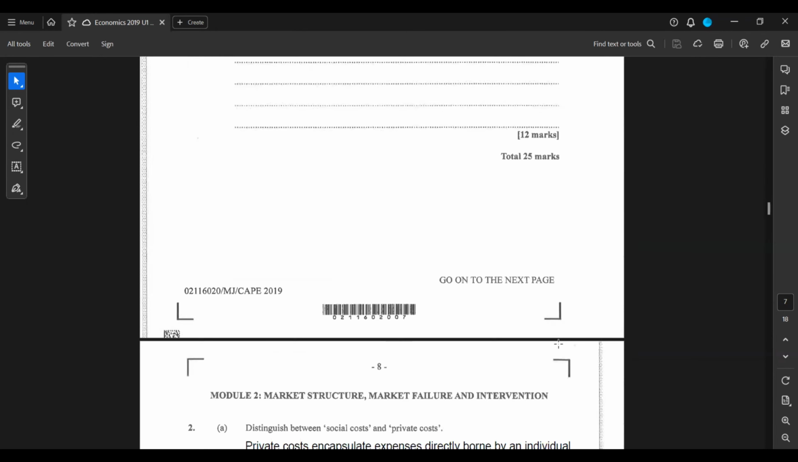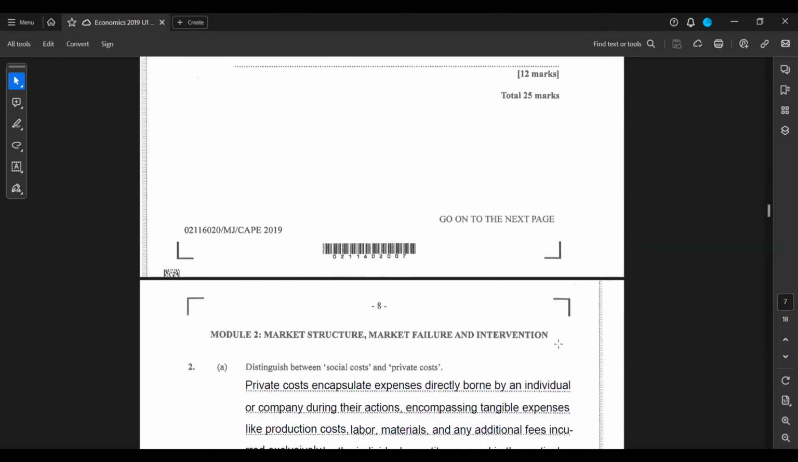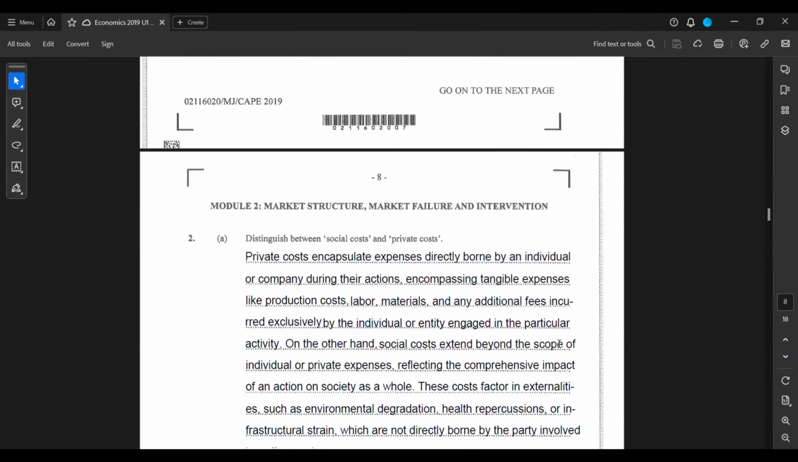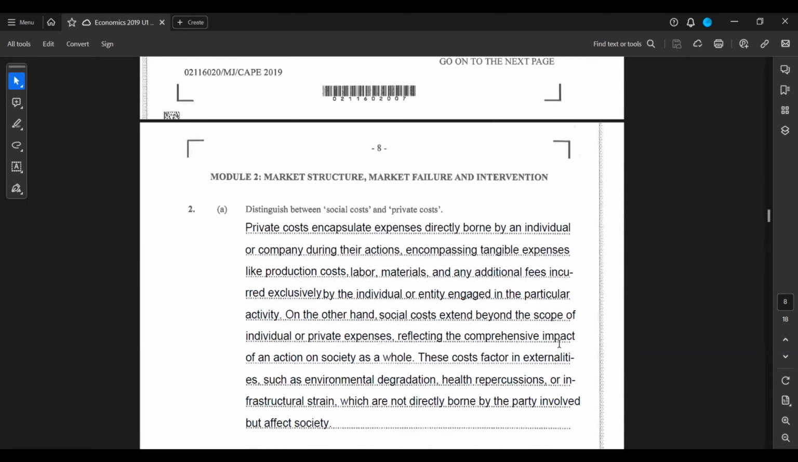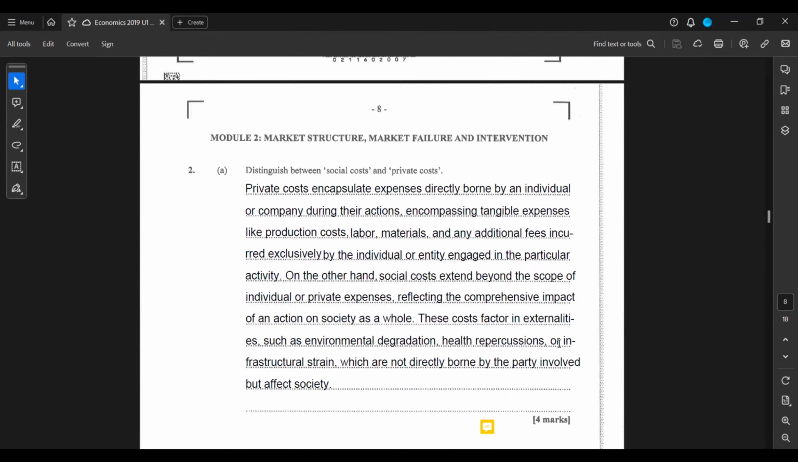Module 2, Market Structure, Market Failure and Intervention. 2A, distinguish between social costs and private costs. Private costs encapsulate expenses directly borne by an individual or company during their actions, encompassing tangible expenses like production costs, labor, materials, and any additional fees incurred exclusively by the individual or entity engaged in a particular activity.